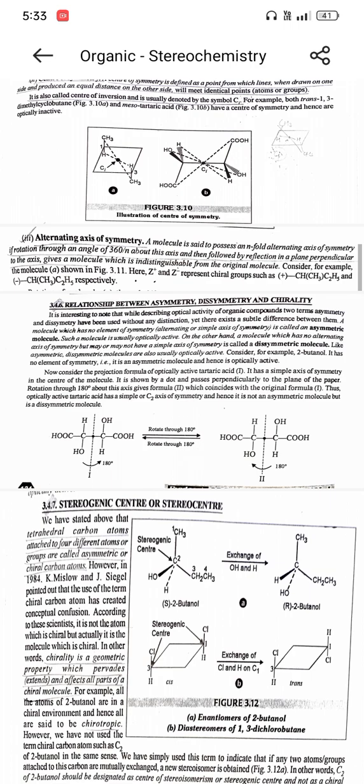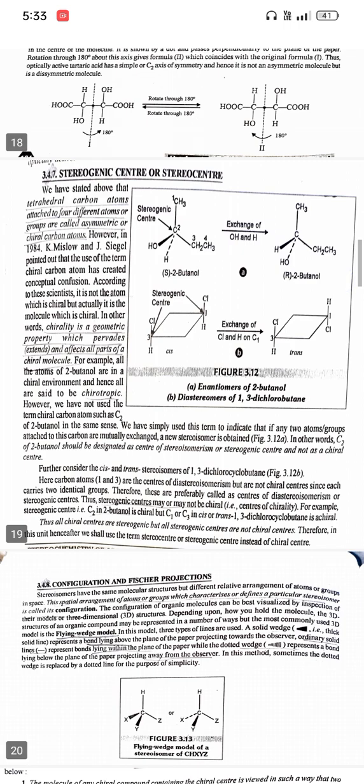On the other hand, a molecule which has no alternating axis of symmetry but may or may not have a simple axis of symmetry is called a dissymmetric molecule. Like asymmetric molecules, dissymmetric molecules are also usually optically active. Stereogenic center or stereocenter.